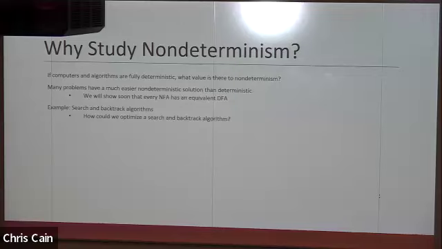Optimizing search and backtrack with non-determinism. How would you do it? Any thoughts? So you're trying to search a tree using breadth first search or depth first search. How could you parallelize or use non-determinism in that search to explore that space more efficiently? First of all, what is the complexity of those? How would that change if you use non-determinism?